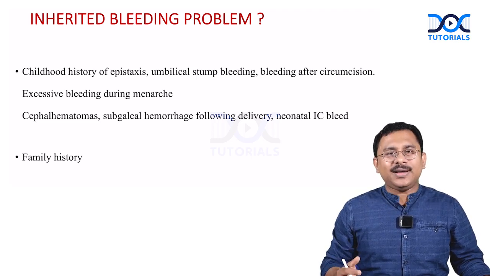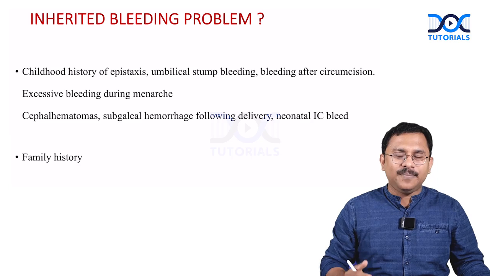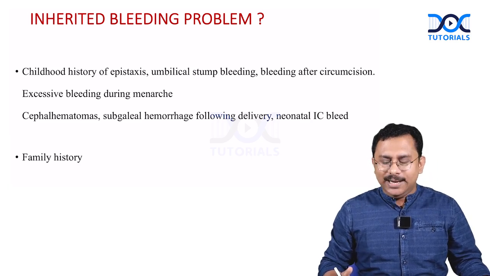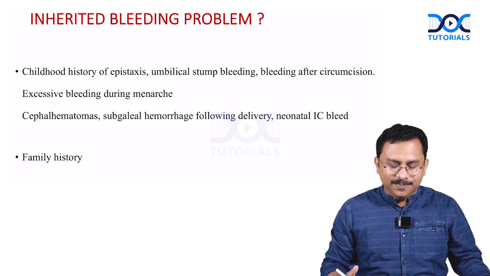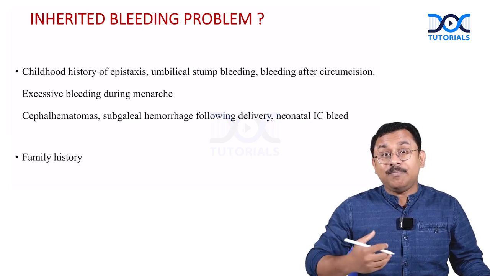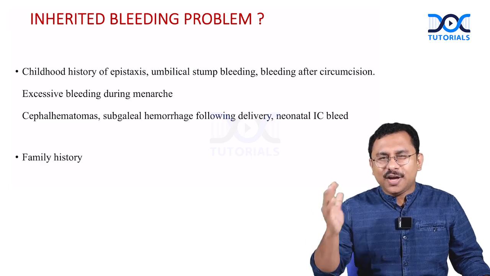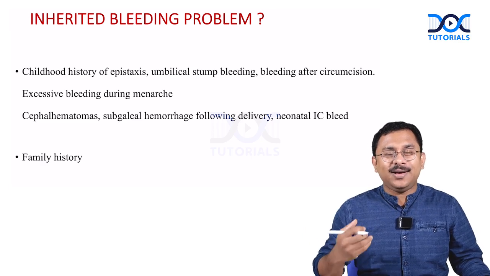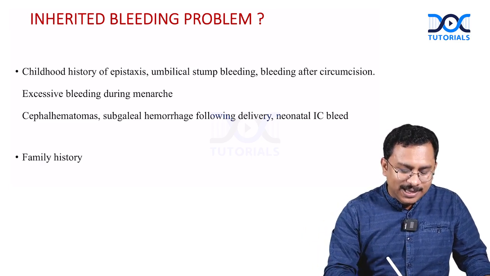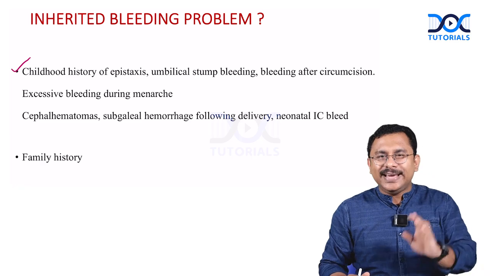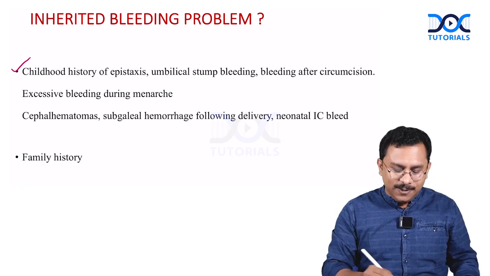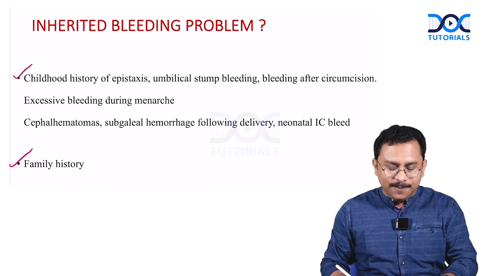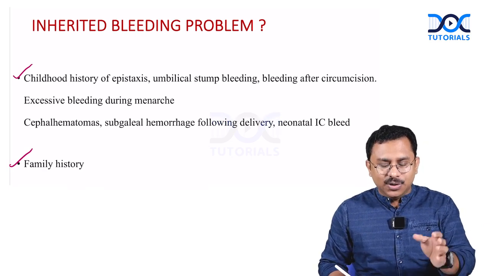If you have in the question any sort of childhood history of epistaxis, umbilical stump bleed, or bleeding after circumcision, then excessive bleeding during menarche, or a history of cephalhematomas or subgaleal hemorrhage following delivery, or a history of neonatal IC bleed, if anything of that sort is mentioned, it is likely to be an inherited bleeding disorder. Family history is also important in a case with bleeding disorder. That can definitely help you solve MCQs as well.